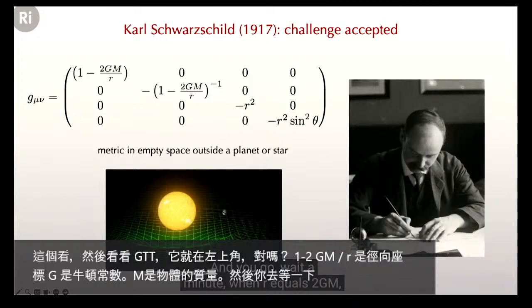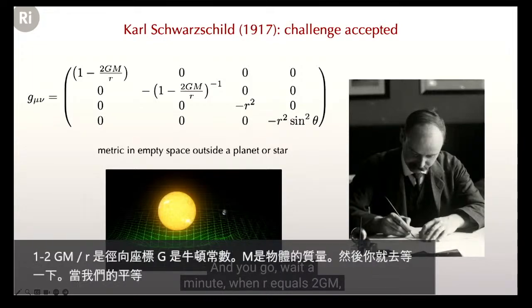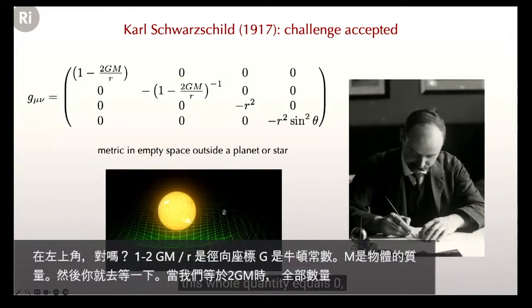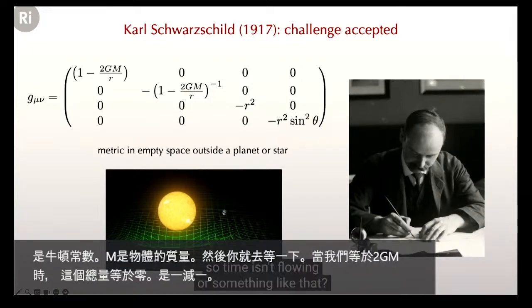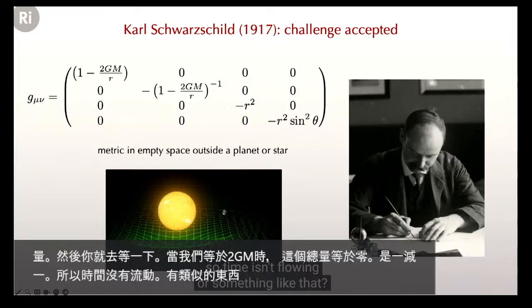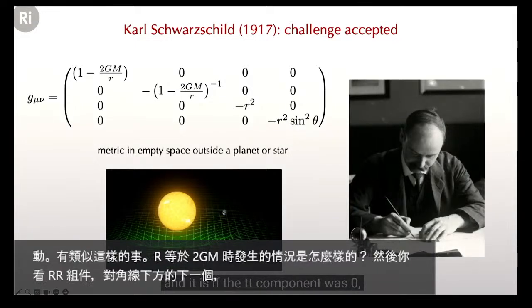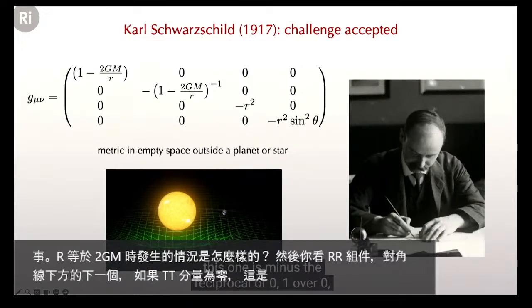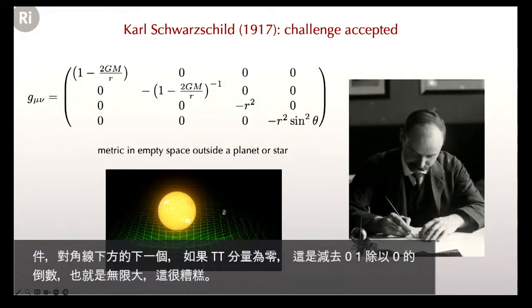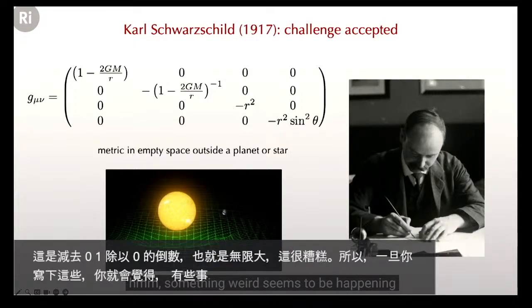And you go, wait a minute, when r equals 2gm, this whole quantity equals 0. It's 1 minus 1. So time isn't flowing? Or something like that? What is going on at r equals 2gm? And then you look at the RR component, the next one down, diagonally, and if the TT component was 0, this one is minus the reciprocal of 0, 1 over 0, which is infinity, and that's bad. So as soon as you write this down, you're like, there's something weird happening at r equals 2gm.